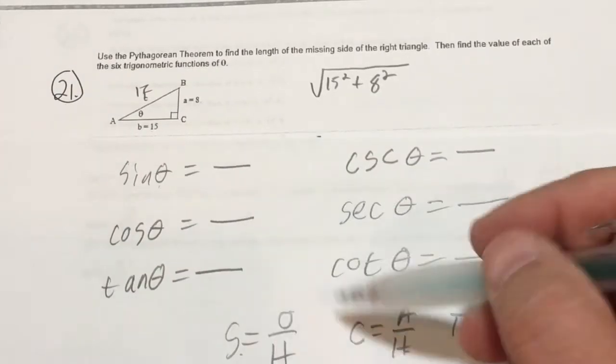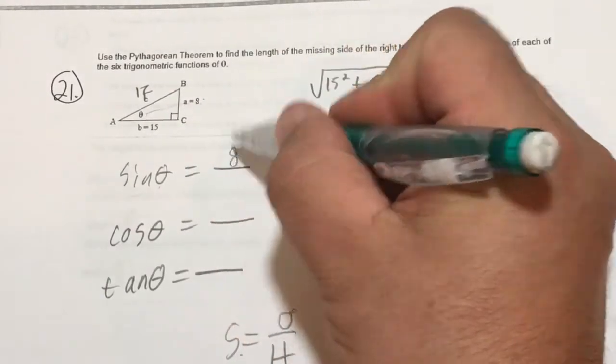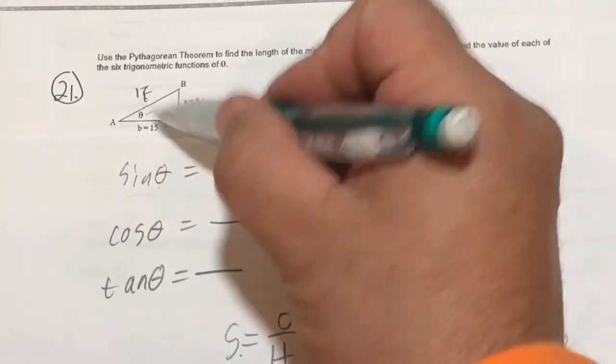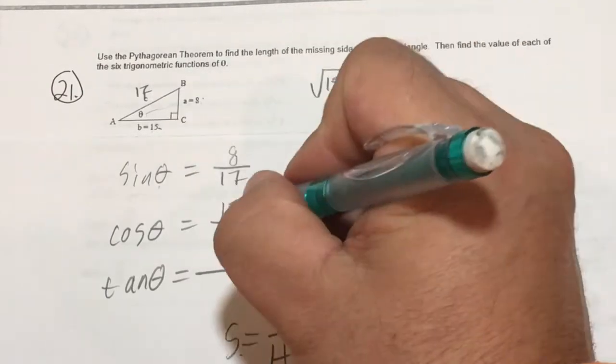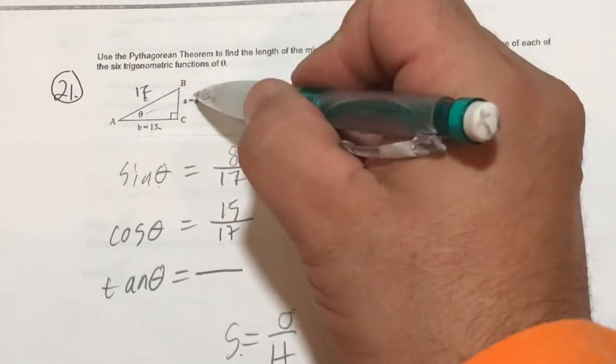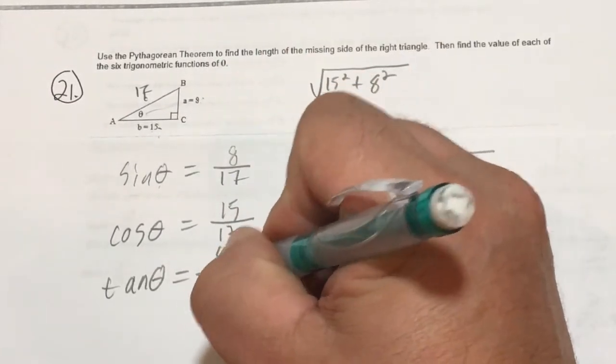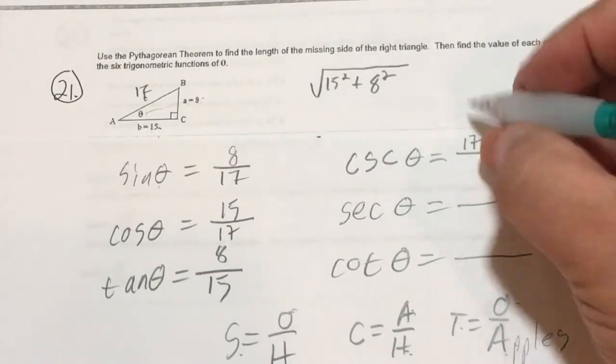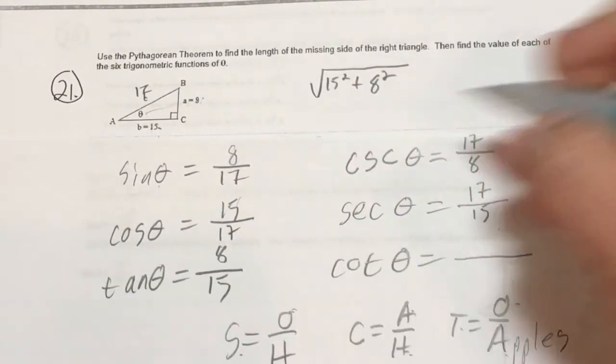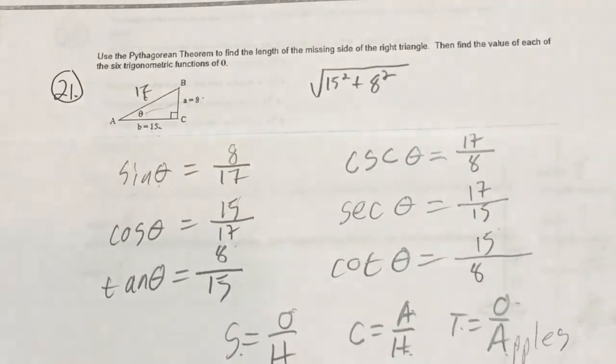So here we go. Sine is opposite over hypotenuse. So opposite theta is 8. The hypotenuse is 17. Cosine is adjacent over hypotenuse. The adjacent side is 15, and the hypotenuse is 17. Tangent theta is opposite over adjacent. Opposite is 8 over 15. And then the reciprocal functions are just that. You just flip them. 17 over 8, 17 over 15, 15 over 8. Not that troublesome.